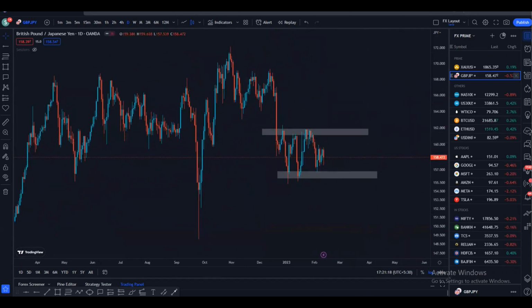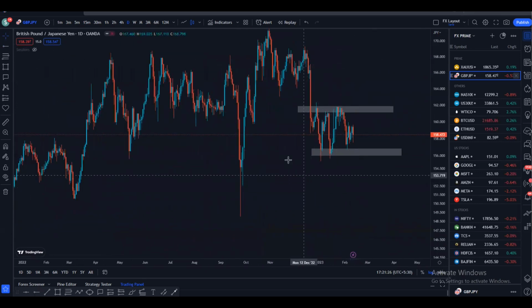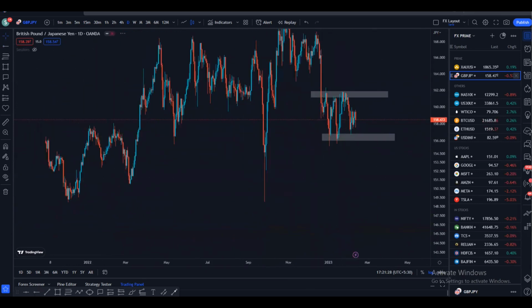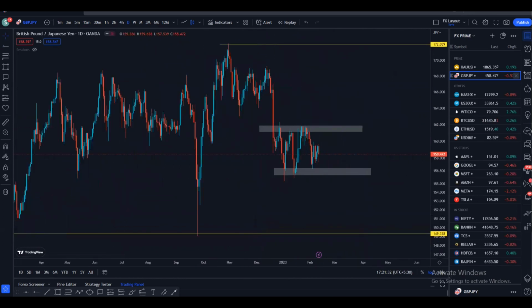So again, a lot will depend upon if we get a candle closing above this resistance, there'll be high probability for the price to retest this high. If a candle closes below this support, there'll be high probability for the price to retest this low. So a lot will depend upon how we get the candle closing.